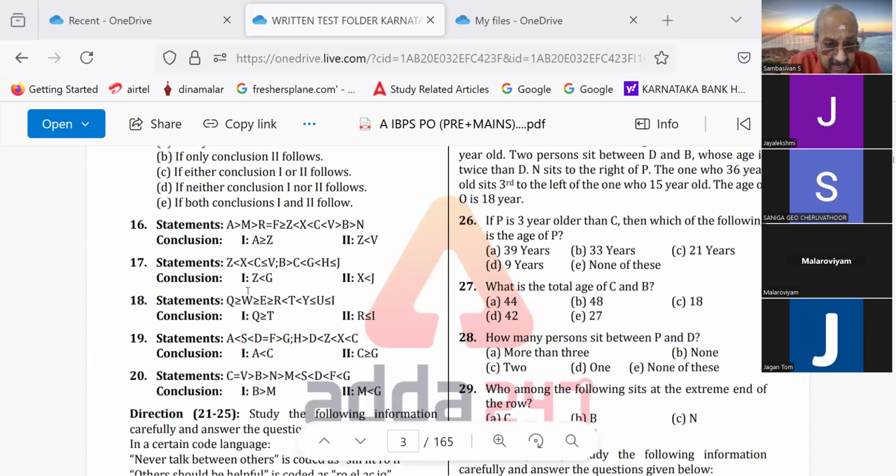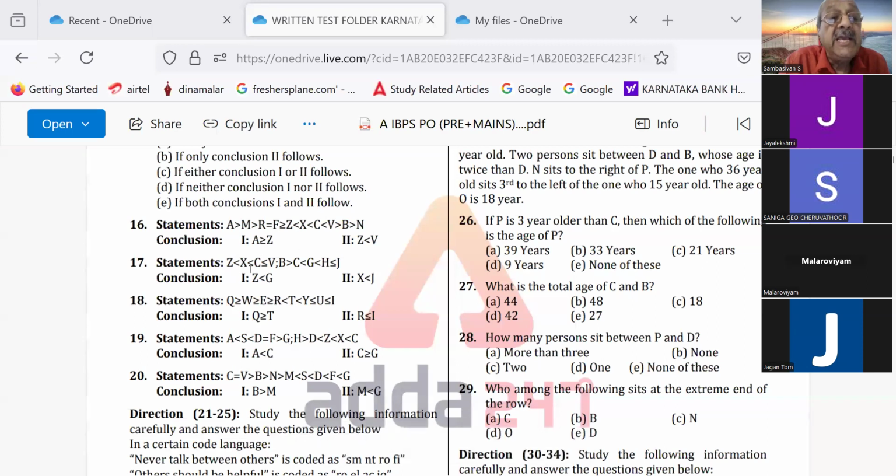Here the conclusion they are telling is, A is greater than or equal to Z. Here you see, A equal to or greater than Z. A is greater than M, which is greater than R, but R is equal to F, which is greater than or equal to Z. So the first one cannot be true, because A is greater than R, but R is equal to F, which is greater than Z.